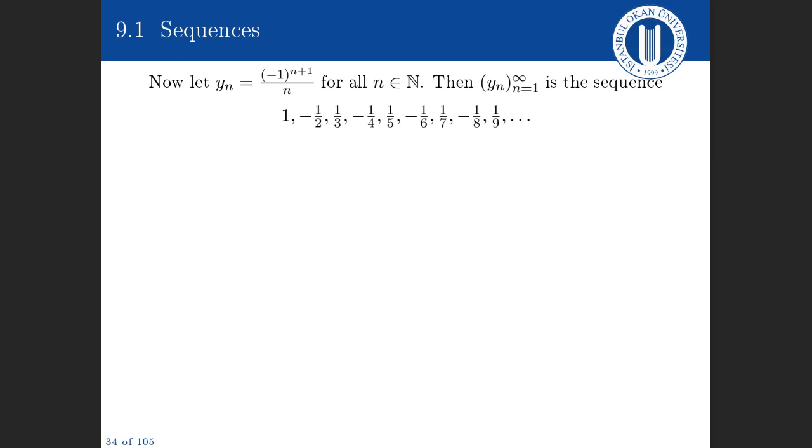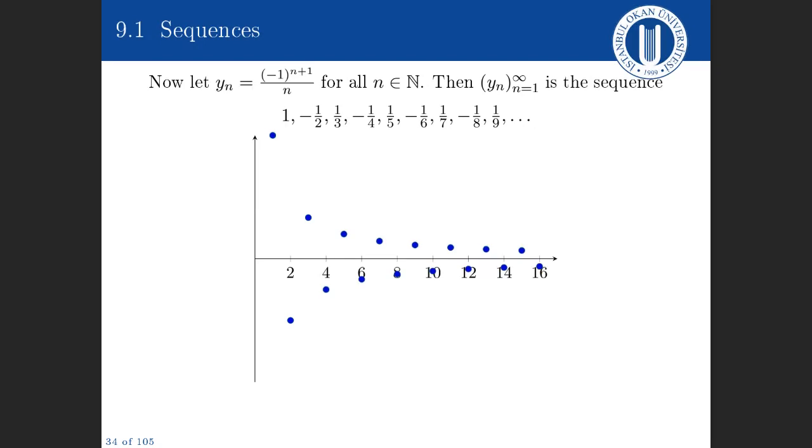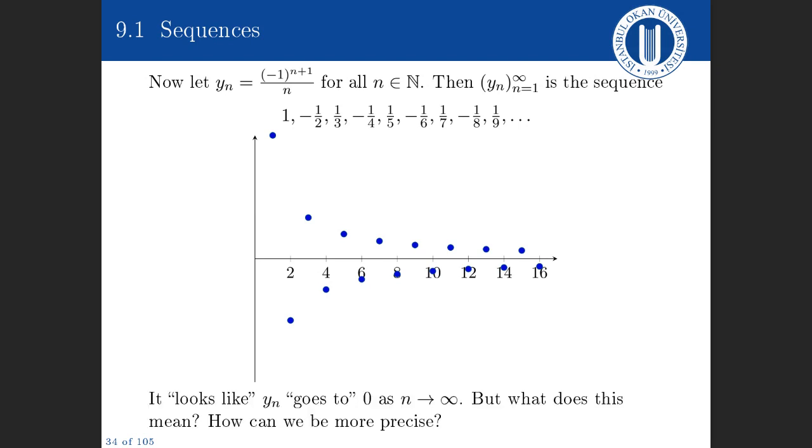Look at the sequence minus 1 to the power n plus 1 divided by n. This is a sequence 1, minus a half, plus a third, minus a quarter, plus a fifth, minus a sixth, etc. And here's a graph of this sequence. What happens to this sequence when n tends to infinity? Well, it looks like the sequence goes to 0 as n tends to infinity, but how can we make this more precise?